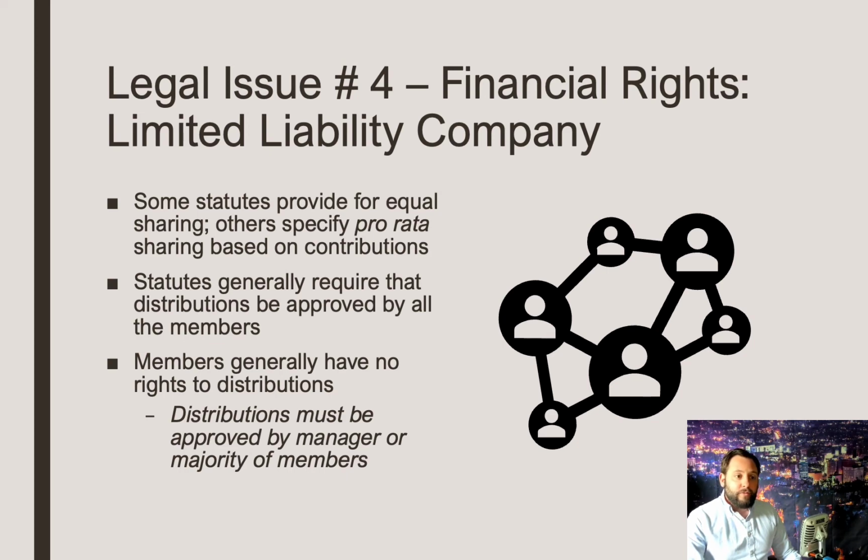Some statutes provide for equal sharing. Others provide pro rata rates, meaning in some jurisdictions the default is one partner, one share. In other jurisdictions, it's $1, one share. But in general, we want to address this with our operating agreement. The operating agreement is the binding document that controls how this business is going to be structured, and we're going to want to be careful in drafting the financial rights appropriately there.